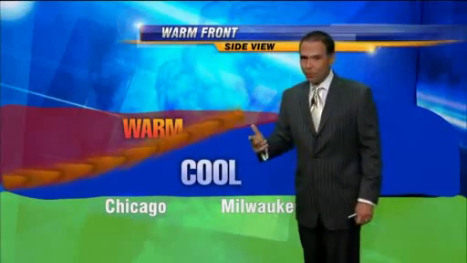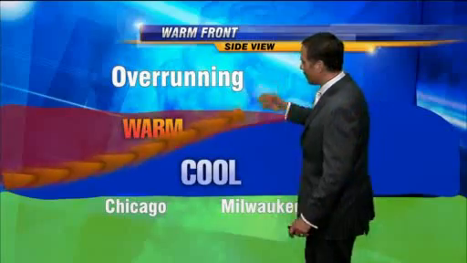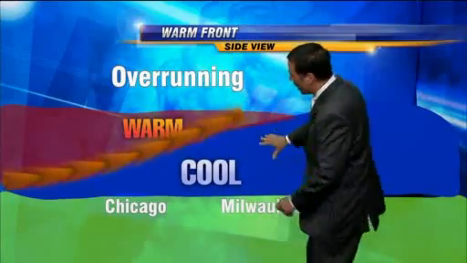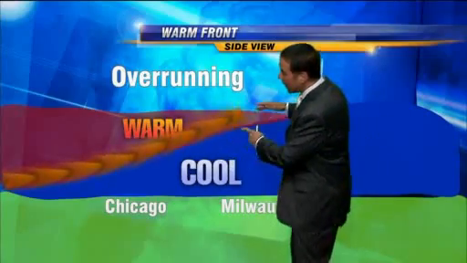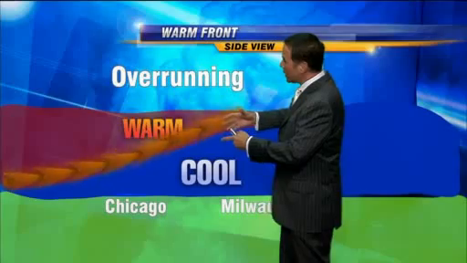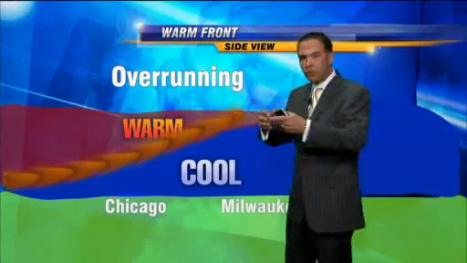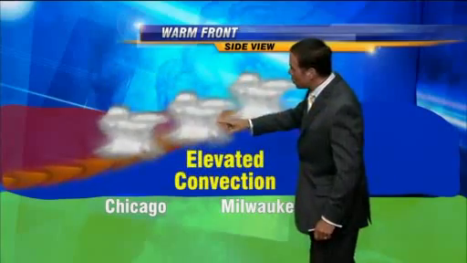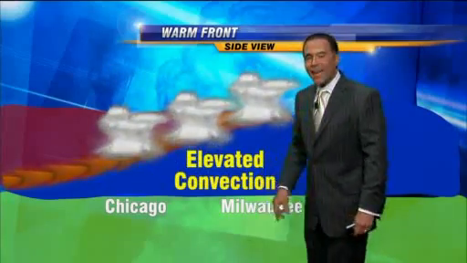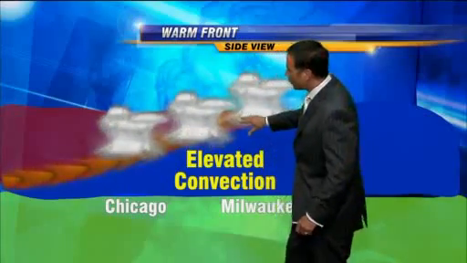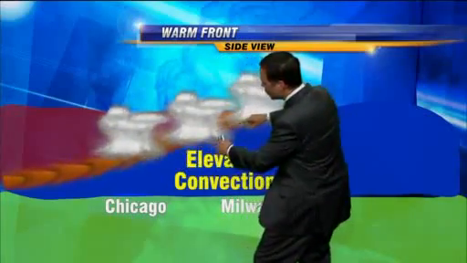We call that a simple name, overrunning, because that's exactly what's happening here. The warm air is running over the top of the cool air. That lift, in and of itself, can create clouds. As the moisture is lifted, that air then rises, expands, cools, condenses out, forms clouds, and often will form showers and thunderstorms. We call that elevated convection because the thunderstorms are forming along this warm front, which is actually elevated or above the surface.